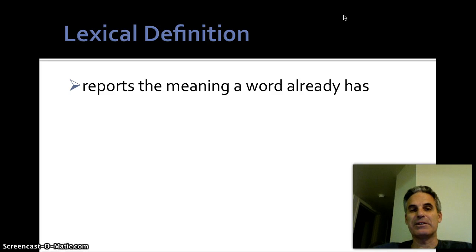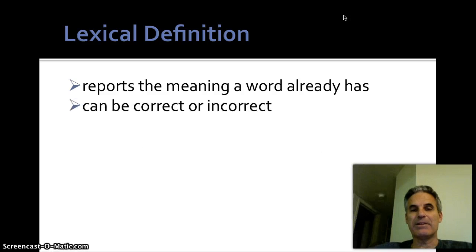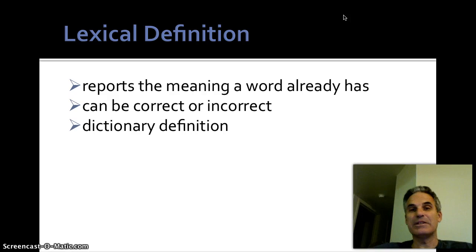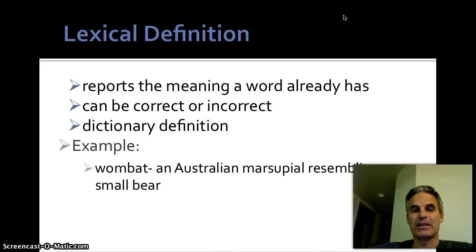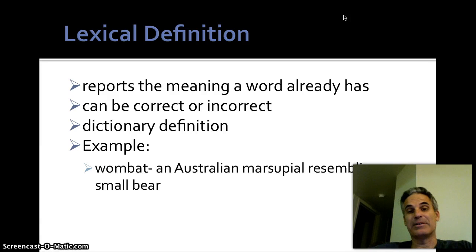A lexical definition reports the meaning the word already has, and it can be correct or incorrect. It's the dictionary definition. That's what you look up in a dictionary or a lexicon. I know, horrible. Here's an example. A wombat is an Austrian, I'm sorry, it's not Austrian, it's Australian marsupial resembling a small bear. I looked this up in the dictionary. This is what a wombat is.